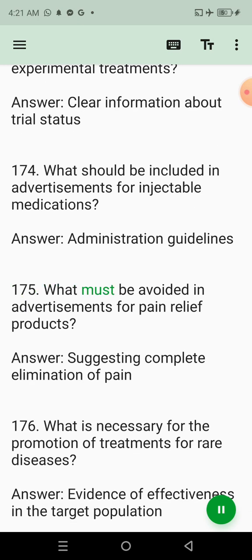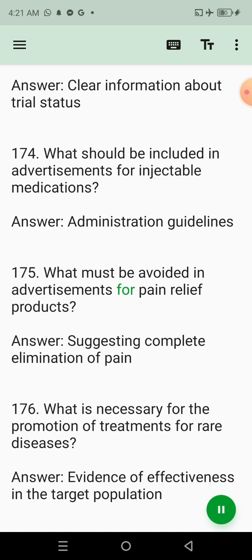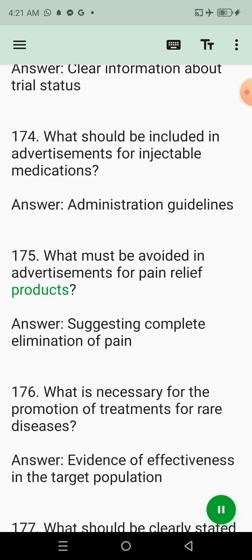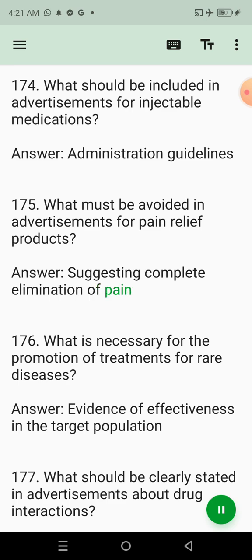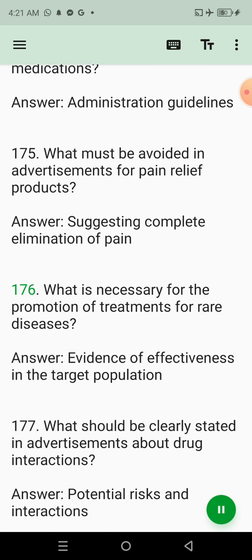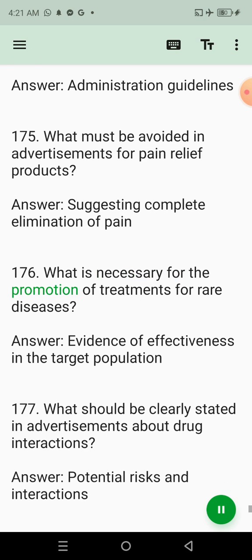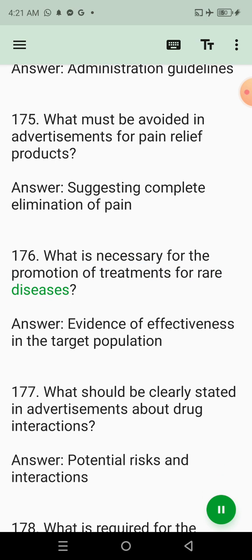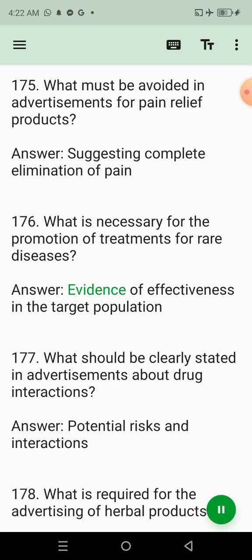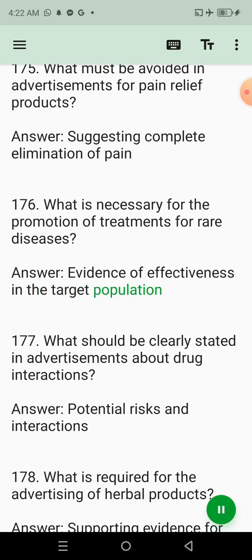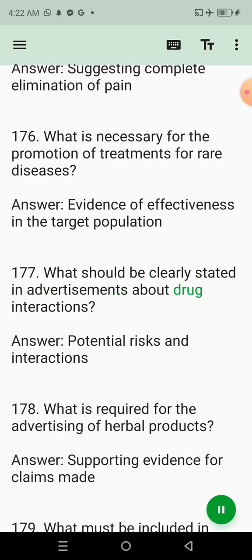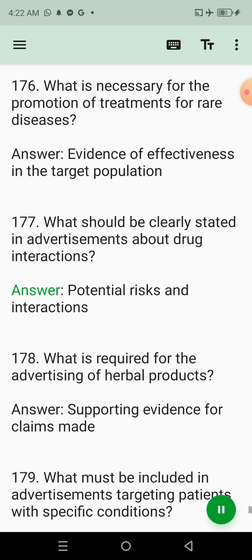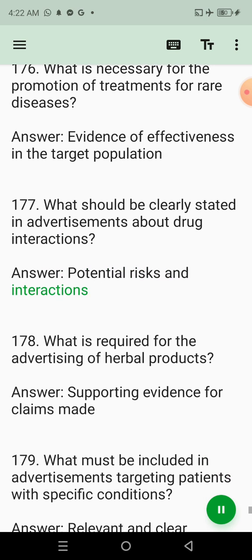175. What must be avoided in advertisements for pain relief products? Answer: suggesting complete elimination of pain. 176. What is necessary for the promotion of treatments for rare diseases? Answer: evidence of effectiveness in the target population. 177. What should be clearly stated in advertisements about drug interactions? Answer: potential risks and interactions.